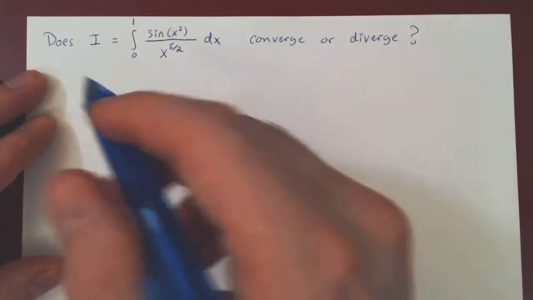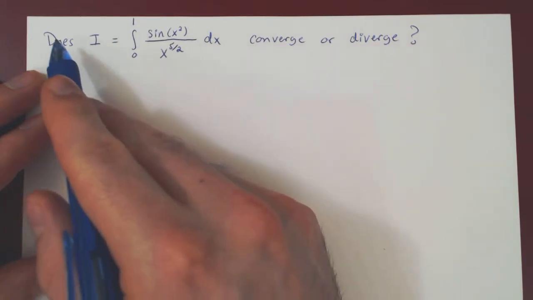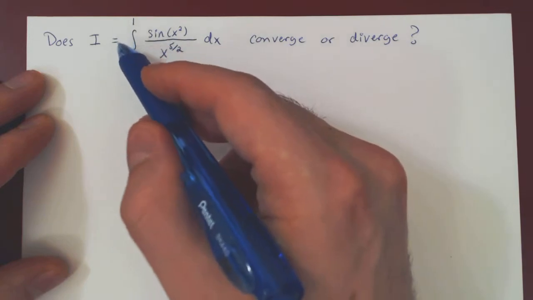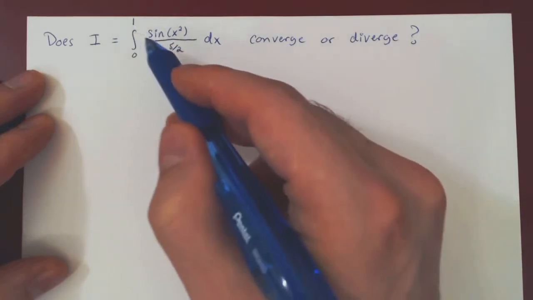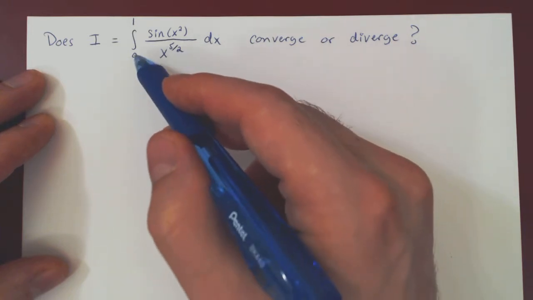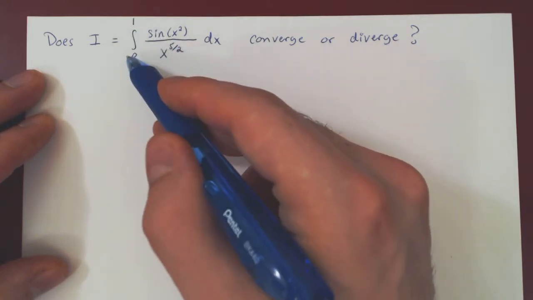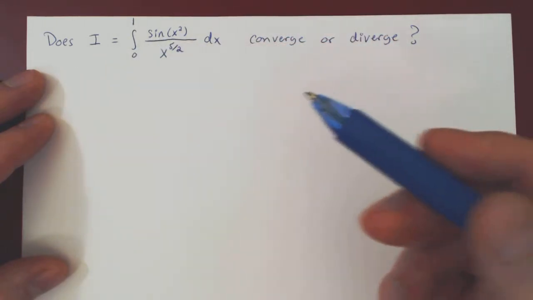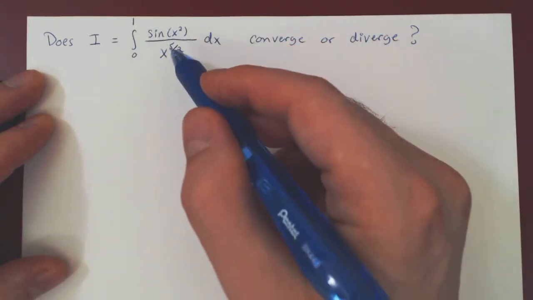Okay, so in this video, we want to answer the following question. Does the improper integral converge or diverge? And we have the integral from 0 to 1 of sine of x squared over x to the 5 over 2. Well, we have a finite interval, so if this is to be an improper integral, it has to be of type 2, so we have to have a discontinuity.